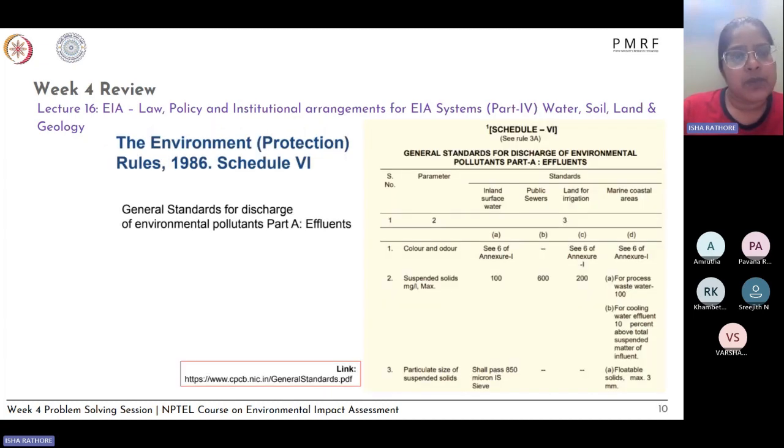Okay, then we also looked up at the environment protection rules, which is Schedule 4. So this gives you the general standards for discharge of environmental pollutants. Again, on the same criteria as color, odor, suspended solids, particulate size of suspended solids. So again, you can refer to the link to look it up. So this is general, whereas the previous ones were specifically for industry types.